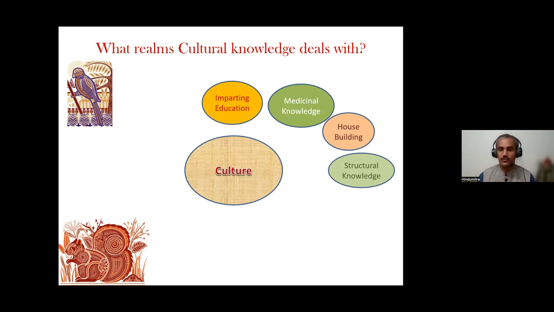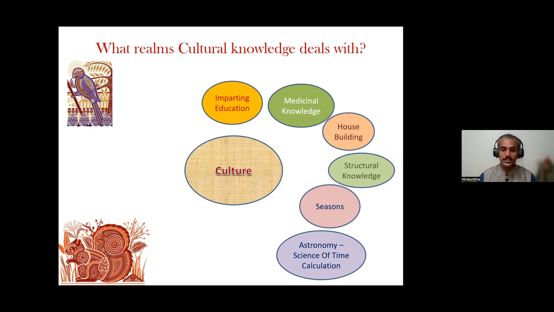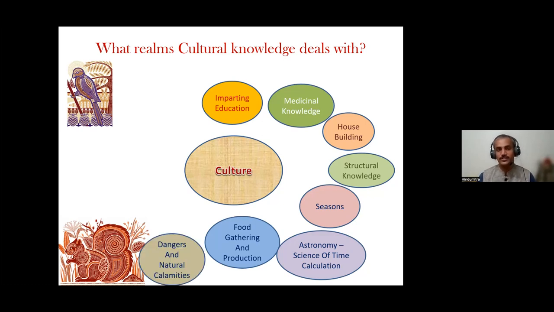The structural knowledge of various materials, the understanding of seasons and agricultural practices, the culture gives a unique way to study the science of astronomy, and habits of food gathering, which food to gather at what time. So that is also a part of culture. Culture also teaches what kinds of dangers and calamities happen through the stories it remembers. And culture also provides an interaction between humans and nature, with the trees.